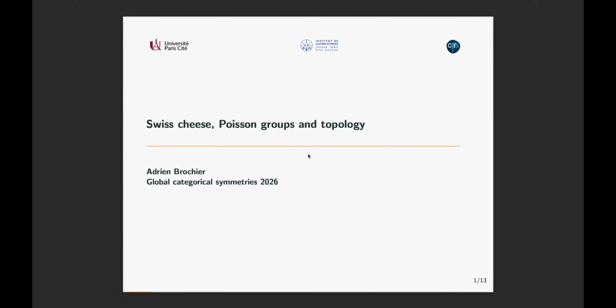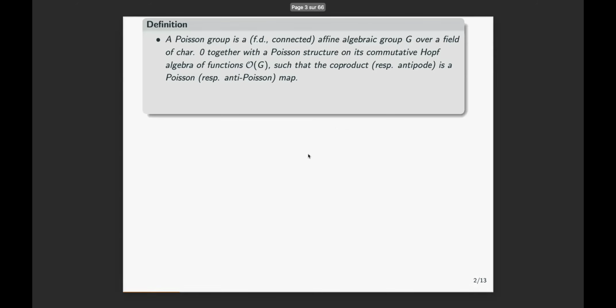Okay, so thank you for the introduction and the opportunity to speak here. So I will talk about some kind of TFT perspective on the theory of Poisson groups. So let me start with a quick definition. For the purpose of this talk, a Poisson group will be an affine algebraic group, which I will assume to be finite dimensional and connected.